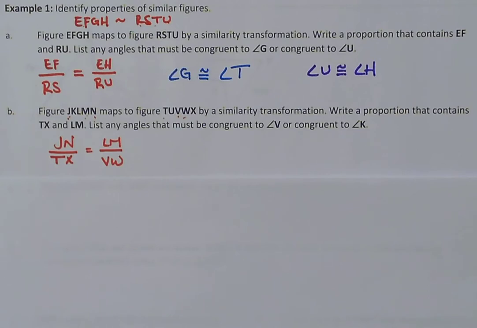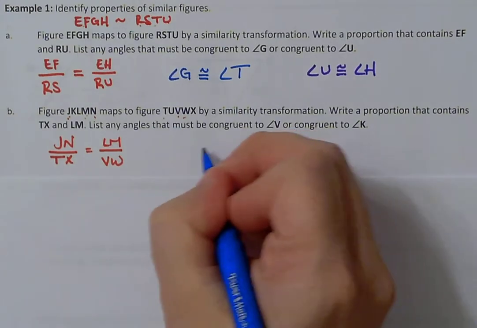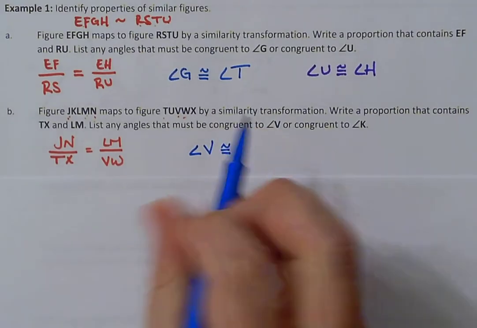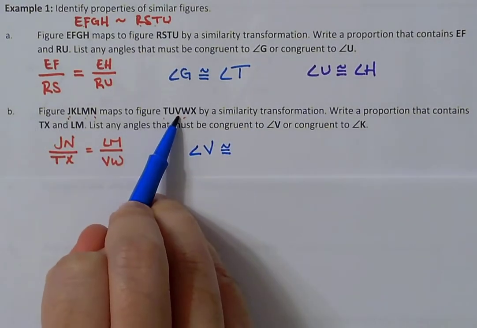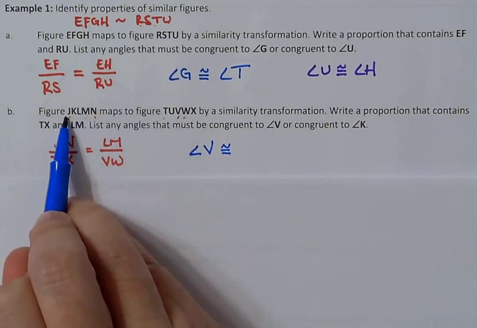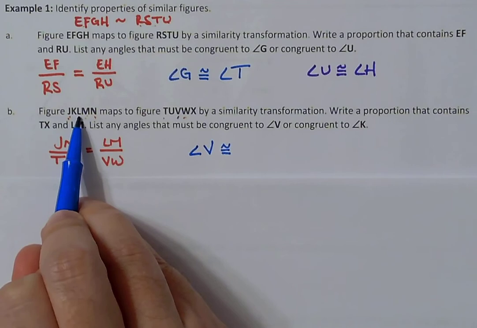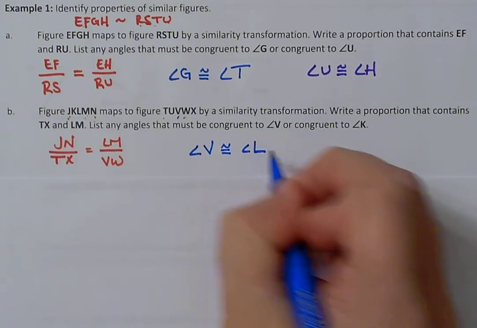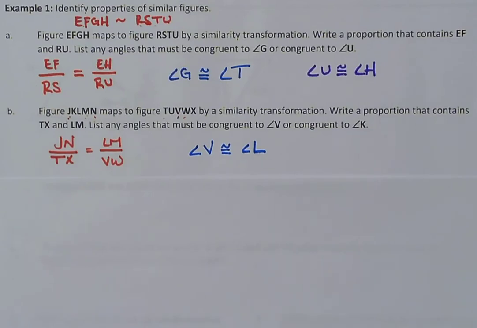Next, we need to go through and list any angles that are congruent to angle V or congruent to angle K. If we start with angle V, okay, V is going to be the third letter in the second statement. So the third letter in the first statement is going to be L. So angle V is congruent to angle L.